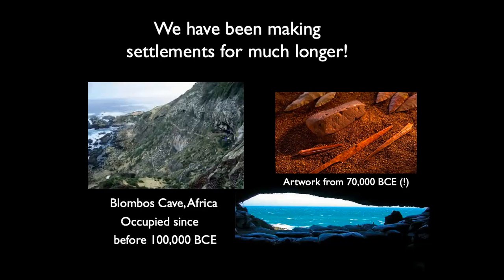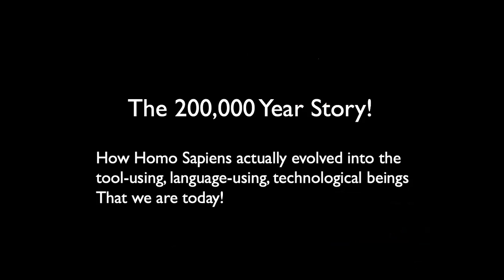And they're 70,000 years old, which is much older than we thought, really, for when human culture as we think of it today evolved, art and language and so on. And so this is what I would call the 200,000 year story, going back before the beginning of cities and how we became the tool using, language using, technological beings that later on went on to develop cities.